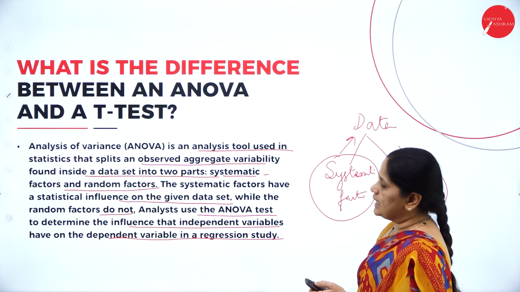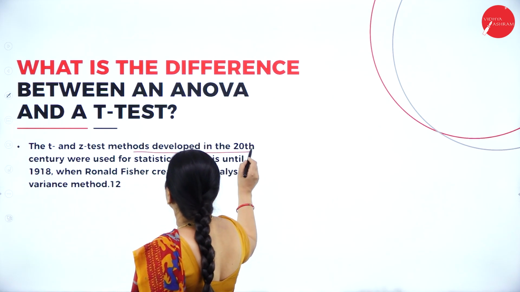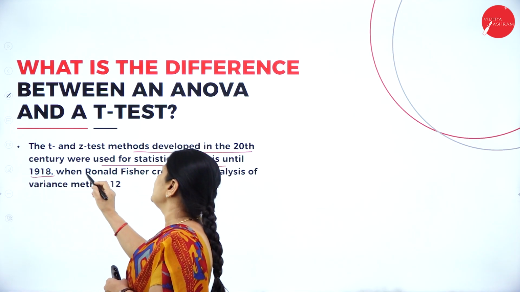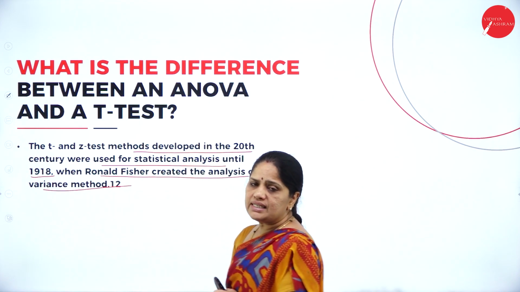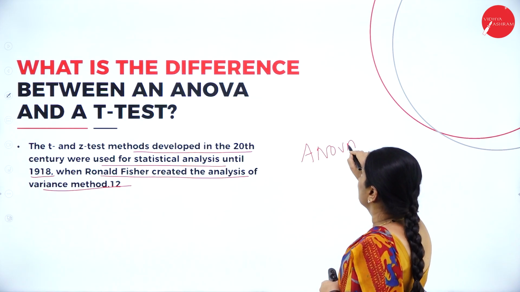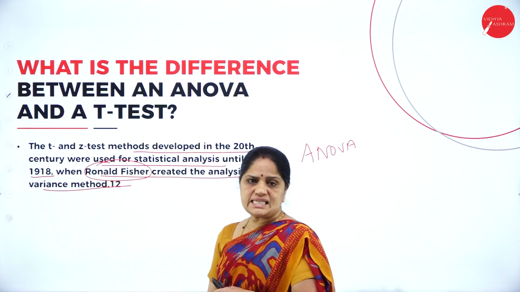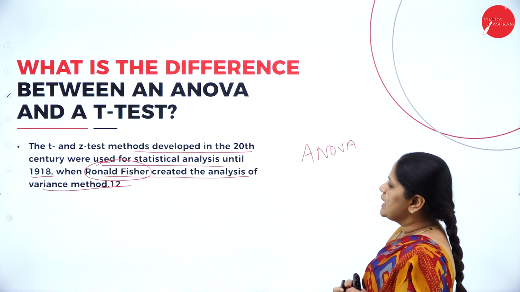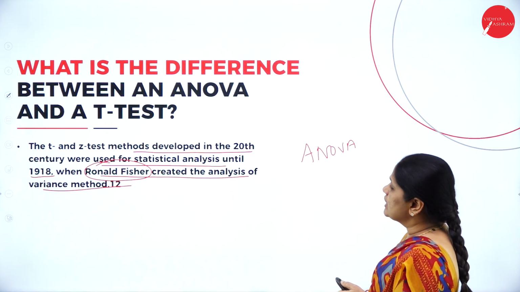The t-test and the z-test methods developed in the 20th century were used for statistical analysis until 1918, when Ronald Fisher created the analysis of variance method. So, who invented ANOVA? ANOVA was invented by Sir Ronald Fisher. He was one of the greatest statisticians who came up with this ANOVA method. With the help of ANOVA, we can always have a good analysis of the data we have collected.